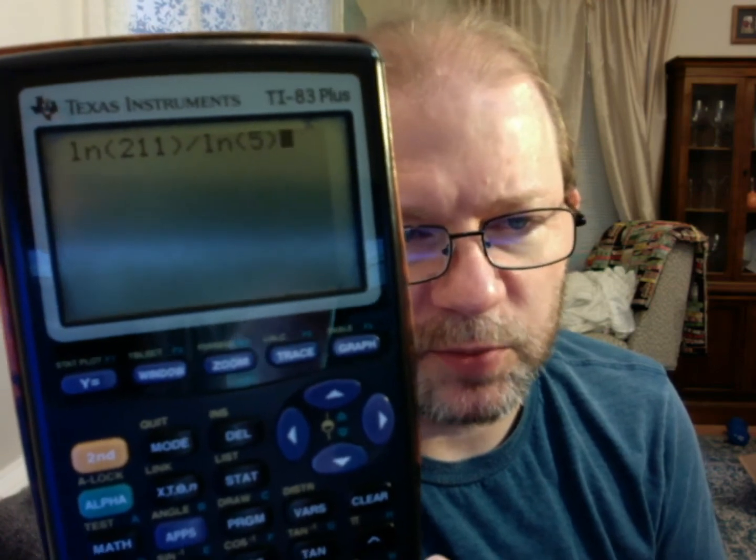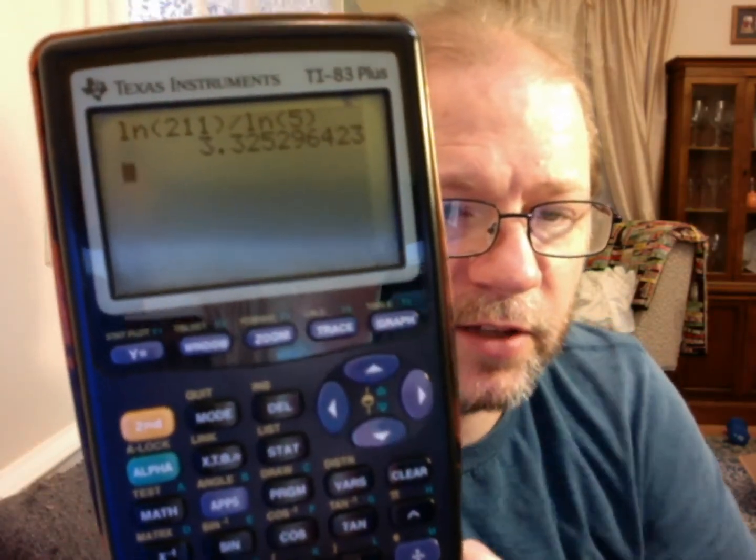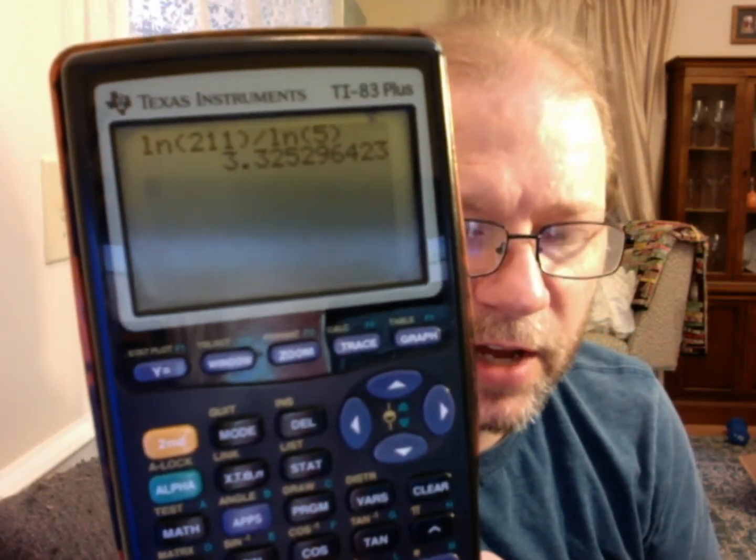Now on this, it's important that you get your parentheses correct. When I press ln, the calculator puts in that first parenthesis, but it doesn't put in the last one. It's important to put it in there so you have ln of 211, close parentheses, then divided by ln of 5. And when I hit enter, that gives me this number, 3.325, etc.